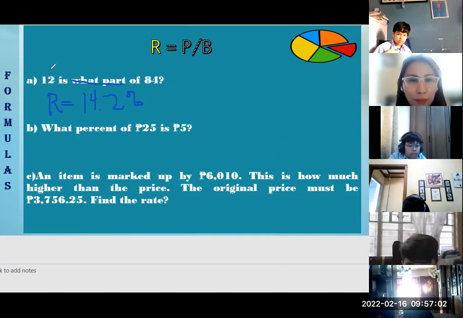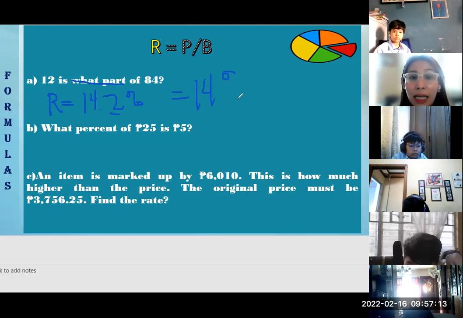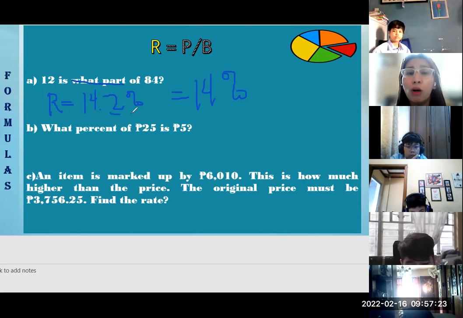Sir, pwede po i-round off yung 2? This one, pwede rin. Nathan, pwede rin. It becomes 14% lang kasi 2 lang siya eh. Ang inira-round off natin are 5, 6, 7, 8, 9, 10. Okay? Pero so, continue, follow up ko lang doon sa tanong mo.